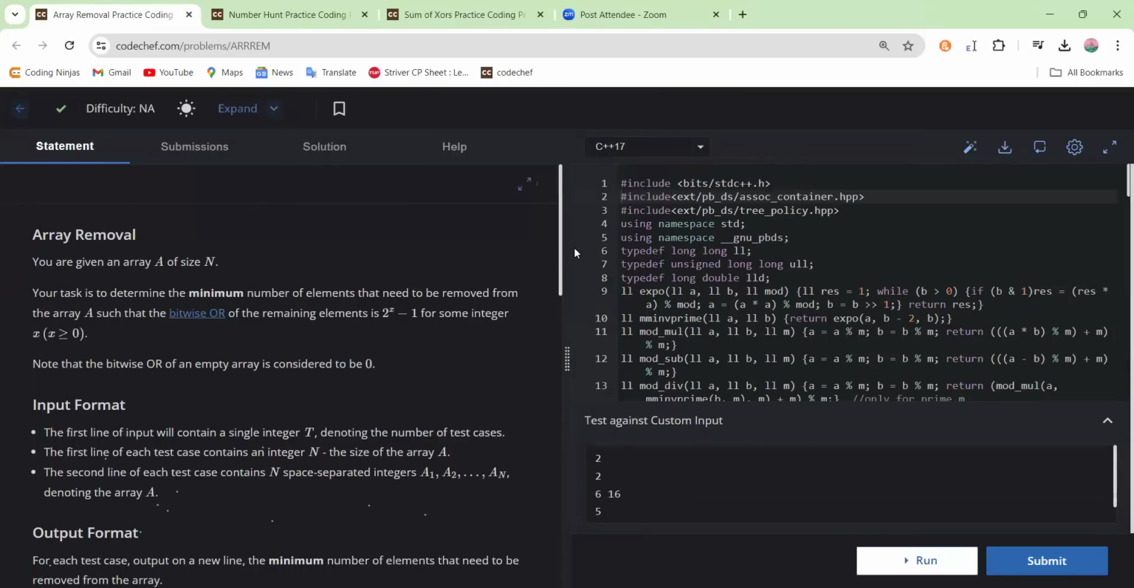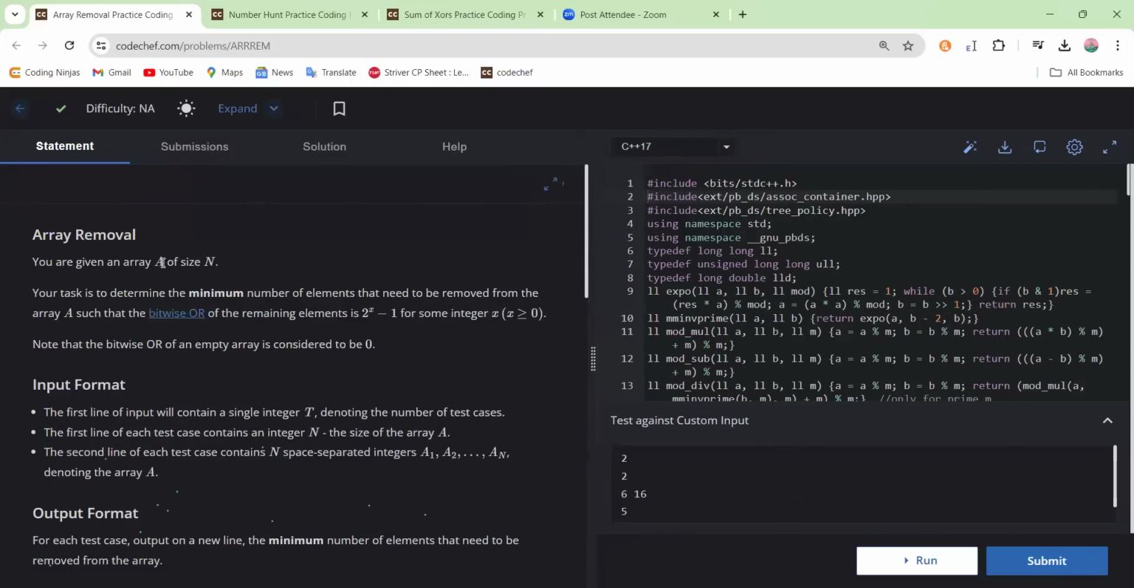So the question was array removal. Let's go through the problem statement. You are given an array A of size n. Your task is to determine the minimum number of elements that need to be removed from A such that the bitwise OR of the remaining elements is 2 power x minus 1 for some integer x. Note that the bitwise OR of an empty array is considered to be 0.